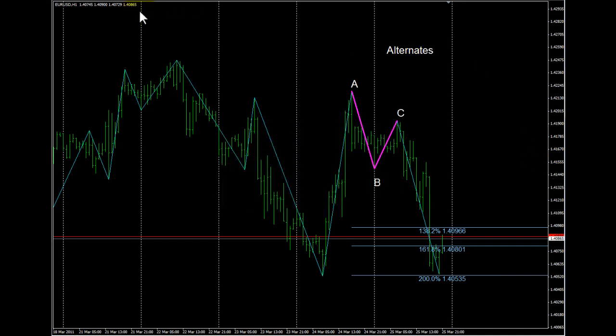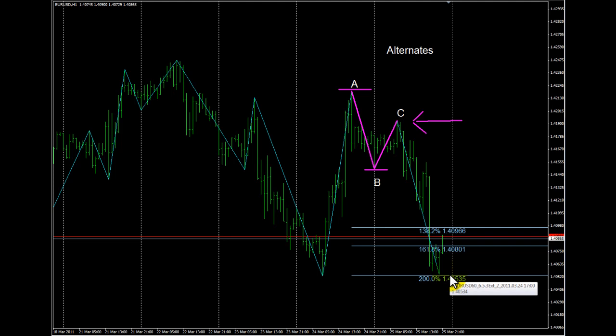C. Okay. What we have done here in this particular alternate is we've taken this price range from A to B, applied the mathematical ratios to them, and then we started the expansion at point C, not at point B like we did on all the other ones. In this one, we started at point C. Okay? And that's where we got the 38.2, 161.8, and the 200. And as you can see, price here found support at the 200% level. So that's how you remember alternates.